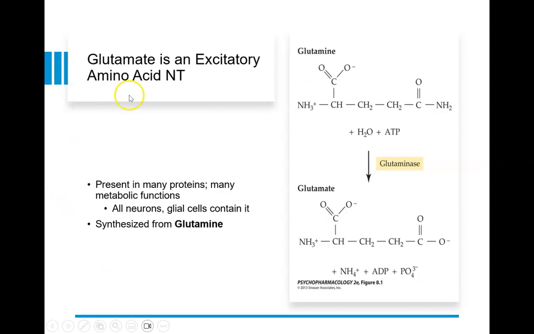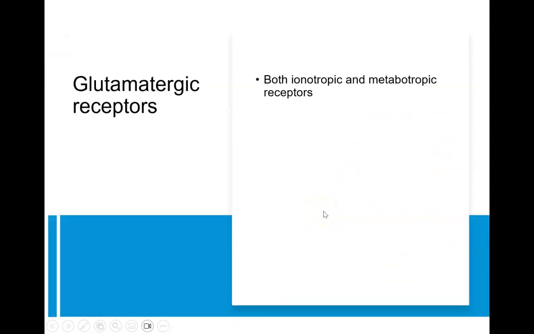The creation of glutamate: it is synthesized from glutamine. So here you can see the chemical structure of glutamine. And then with the help of an enzyme, remember that sometimes to synthesize neurotransmitters, we're going to need a precursor and we're going to need an enzyme. So glutamine is the precursor for glutamate. The critical enzyme here is glutaminase, and here is the chemical structure for glutamate.